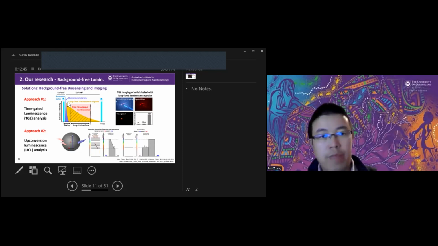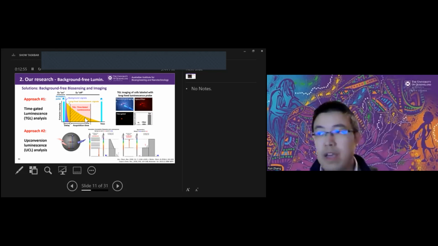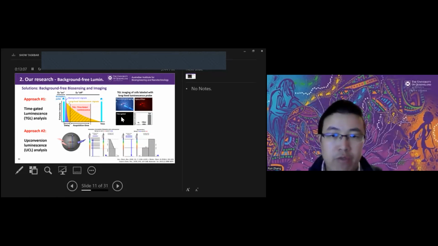After this time, we start to record the signal, and this signal is separated from our probes responding to the target analytes. Here is an example: this is an image from the optical filter. We can still see very strong background signal, and for the time-gated one, we get the image of the target. We get a very high signal to noise ratio.